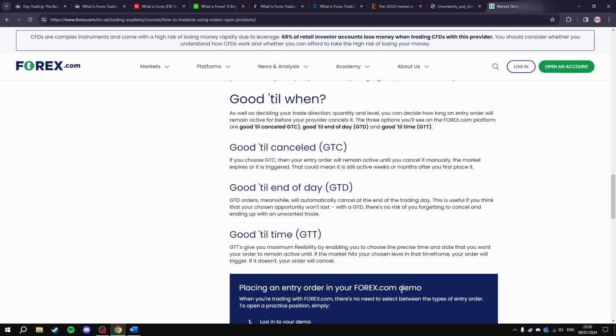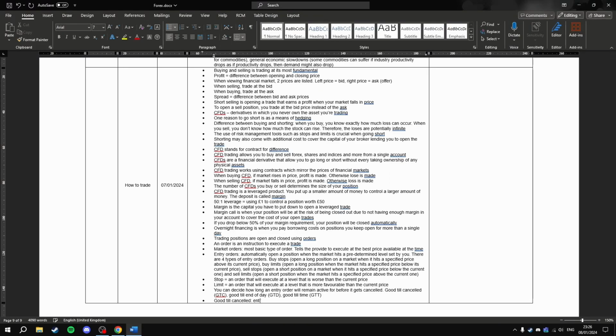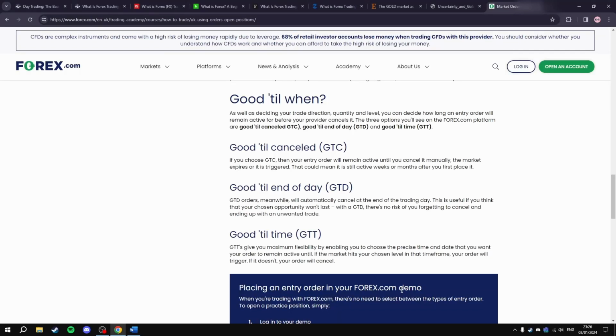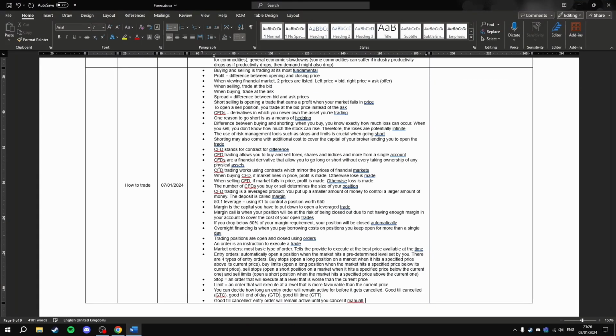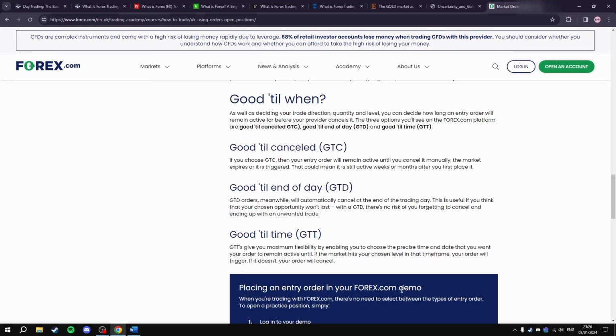Good till cancelled. If you choose good till cancelled, then your entry order will remain active until you cancel it manually, the market expires, or it is triggered. That could mean it's still active weeks or months after you first place it.